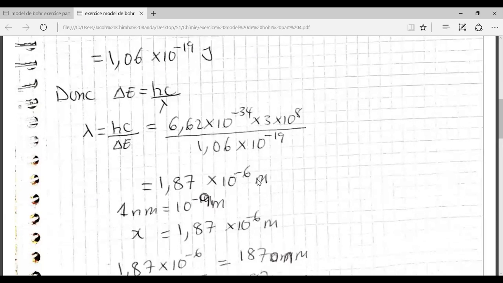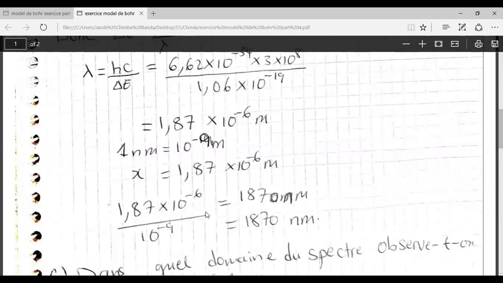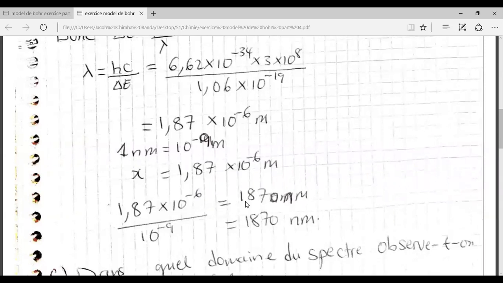This is in meters. Most of the time they want the wavelength in nanometers. You should always know that 1 nanometer is equal to 10 to the power negative 9 meter. Then you equate X is equal to 1.87 times 10 to the power negative 6 meter, and divide by 10 to the power negative 9. It will give you 1,870 nanometers.